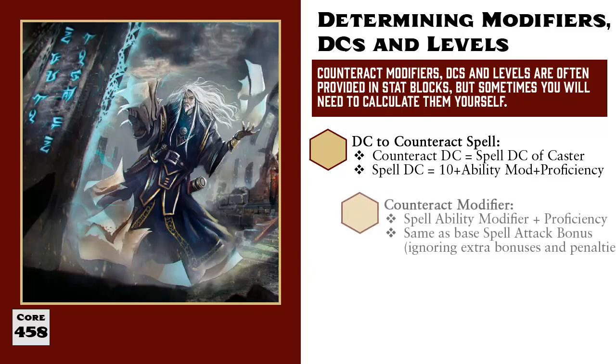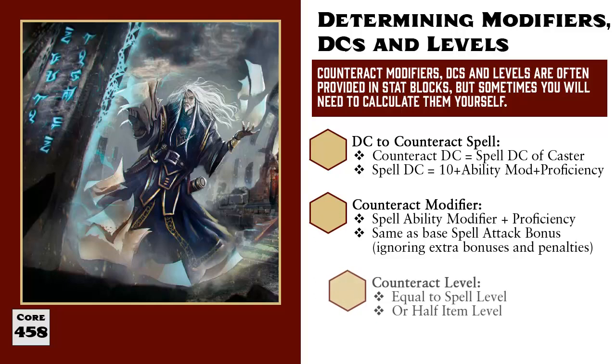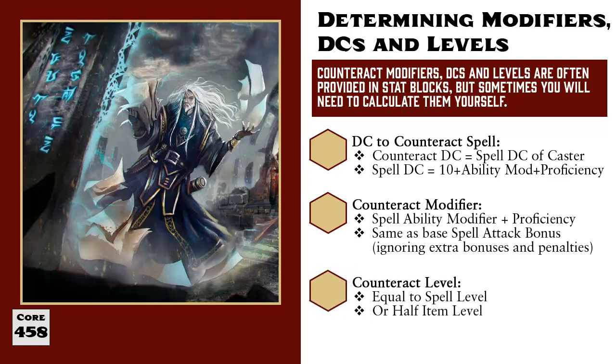The base counteract modifier of the character attempting to counteract the effect using a spell is their spellcasting ability modifier plus their proficiency bonus. Essentially, this is the same as their spell attack bonus, except counteract checks are only modified by things that specifically state that they modify counteract checks and are not modified by any effect that would grant a bonus or a penalty to a spell attack roll. And counteract level is equal to the spell slot used to cast the spell.